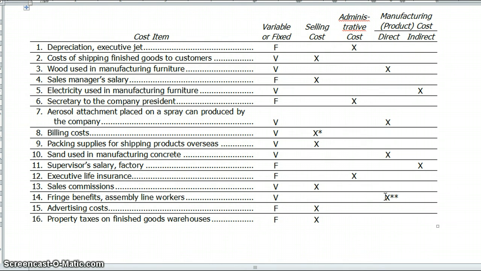And finally, number 16, property taxes on a finished goods warehouse. Finished goods warehouse is a selling type of cost. Fixed from the standpoint that no level of activity is going to change the amount of property taxes paid in a given year. This concludes our discussion of problem 2-22 on page 63.